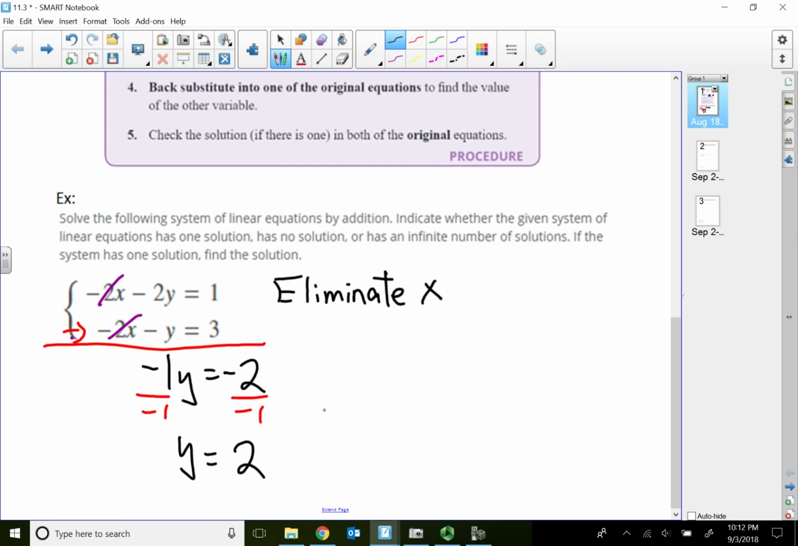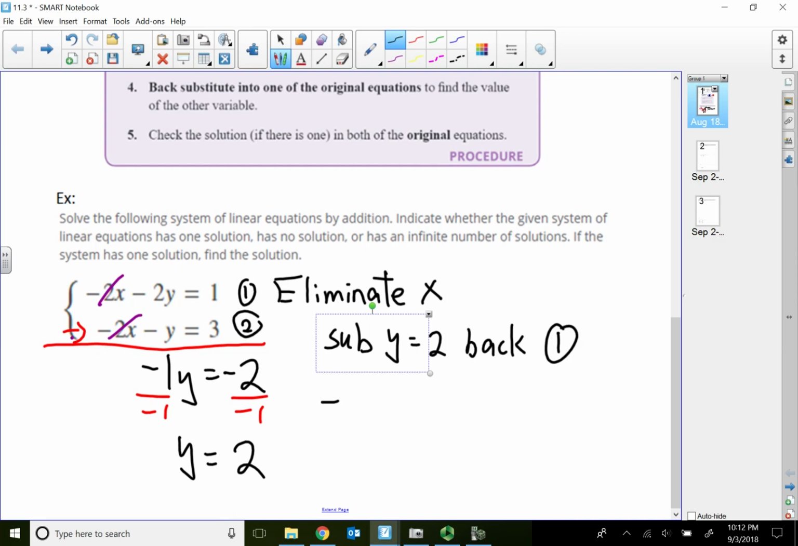Very much just like the substitution method, except in this technique we eliminate one variable first, so we only solve one variable at a time. Once I have my first variable, we do the back substitution: now we can substitute y equals 2 back into the original first or original second equation. It does not matter, we just have to pick one. I'm going to pick the first one.